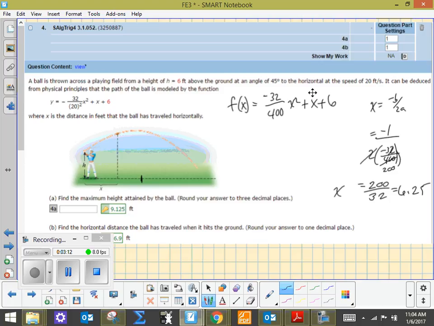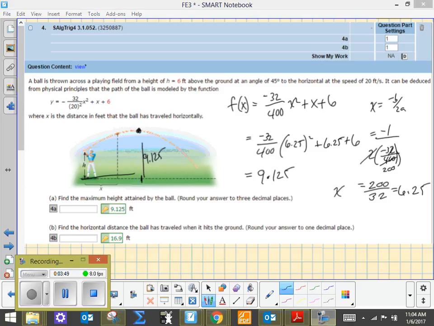So now that's when it occurs. That's the distance the ball has traveled horizontally, and at 6.25 feet, it has reached its maximum height. So we've got to plug that back in to find that maximum height. Negative 32 over 400, times 6.25 squared, plus 6.25, plus 6, and that will all equate out to be 9.125. So at that point, the horizontal distance the ball has traveled would be 6.25, and the height of the ball would be 9.125.